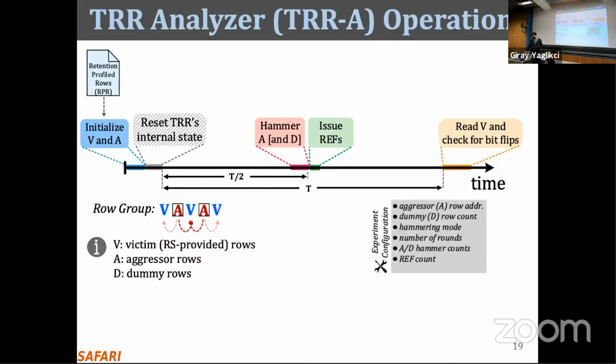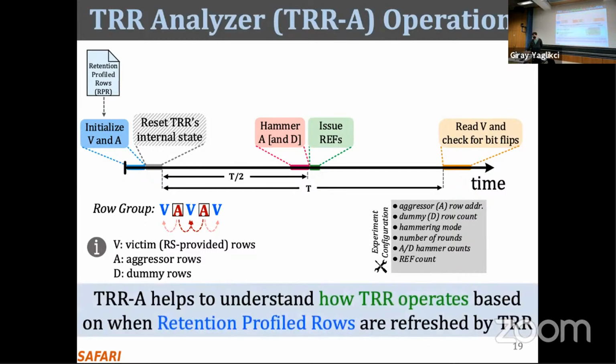So here are some configuration parameters that the current tool that we implemented provides. This enables studying different parameters and performing different experiments to analyze the TR mechanism in depth. Overall, the user of the TR analyzer tool understands how a certain TR mechanism operates based on when the TR mechanism refreshes which of the retention profile rows.